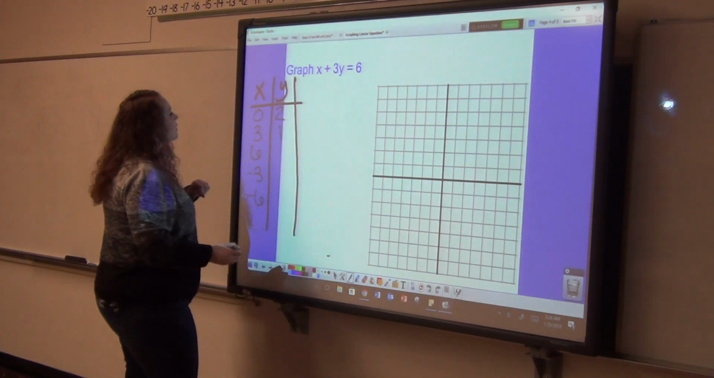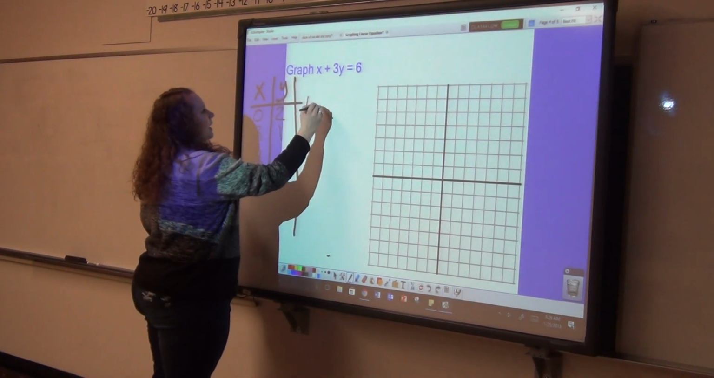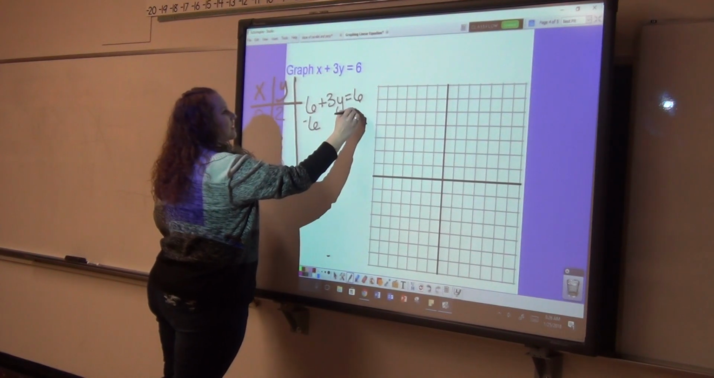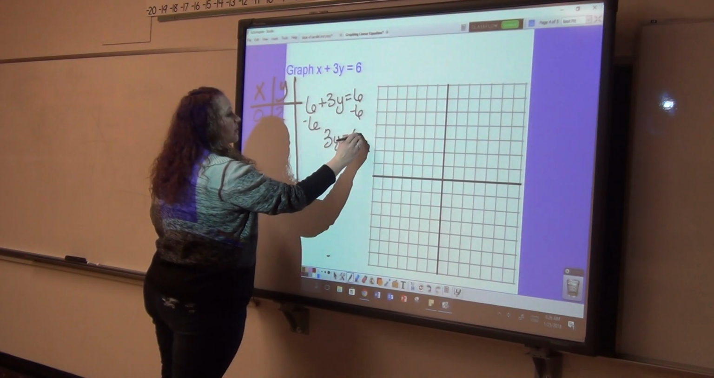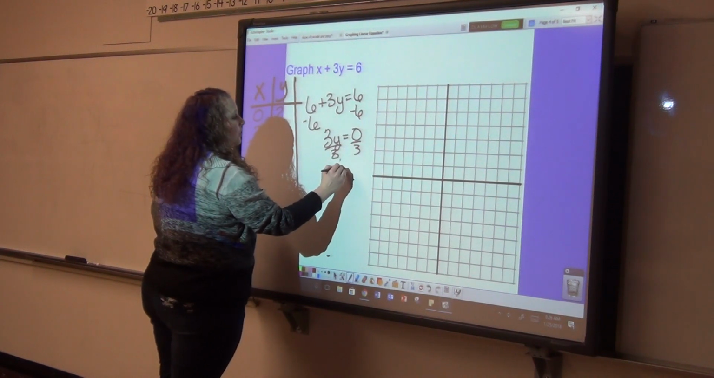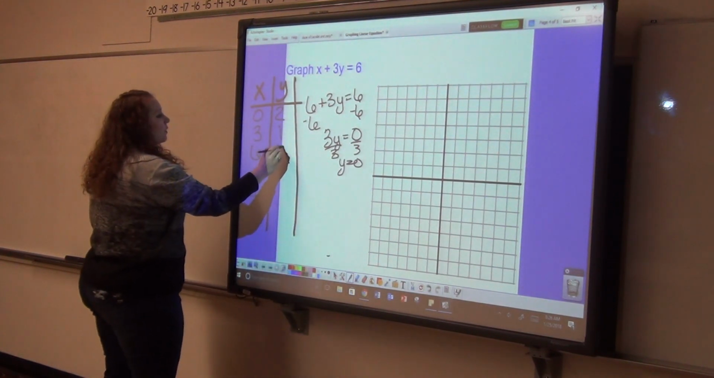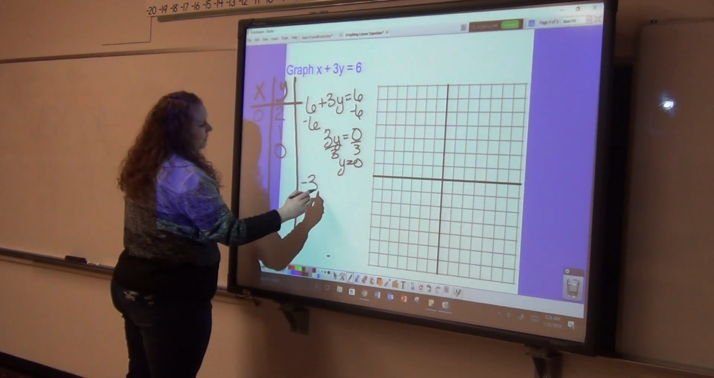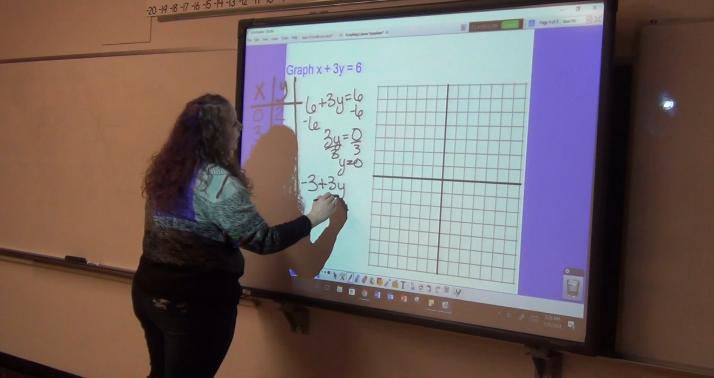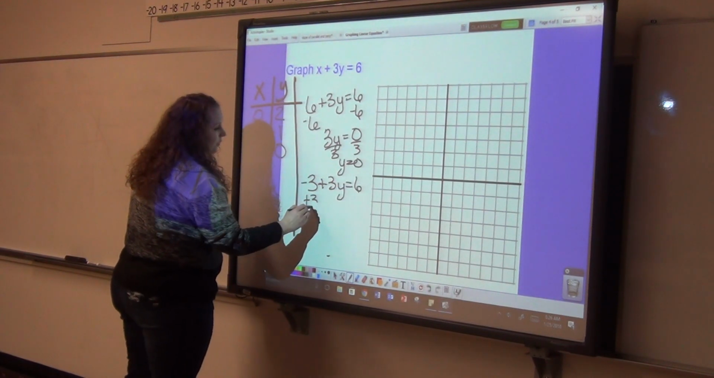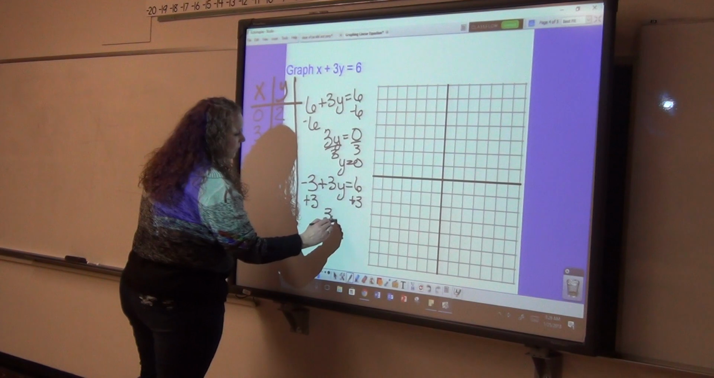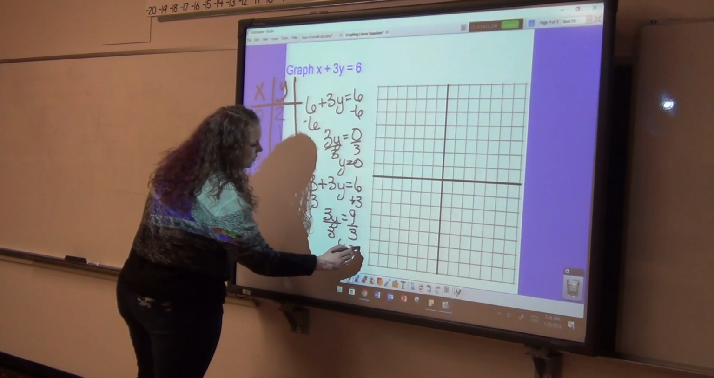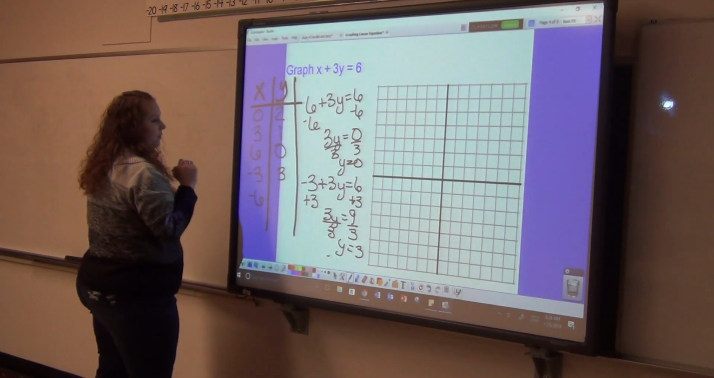All right, so when I plug in 6 for x, 6 plus 3y equals 6. We subtract 6 on each side and we get 3y equals 0. Divide by 3 and you get y equals 0. So when x is 6, y is 0. When we substitute negative 3 for x, we have negative 3 plus 3y equals 6. Add 3 to both sides. We get 3y equals 9. Divide by 3 and we get y equals 3. So when x equals negative 3, y equals 3.